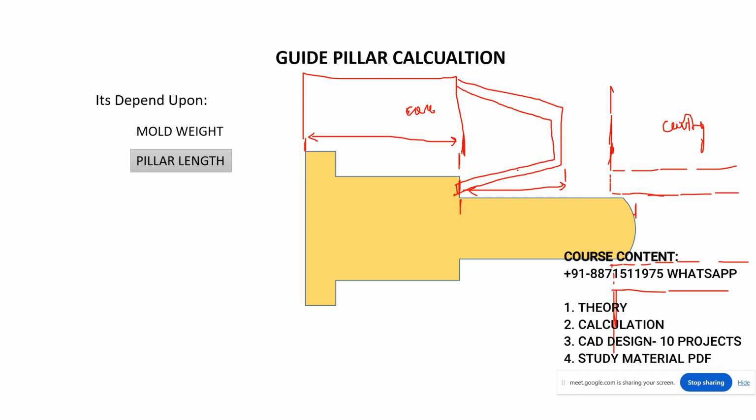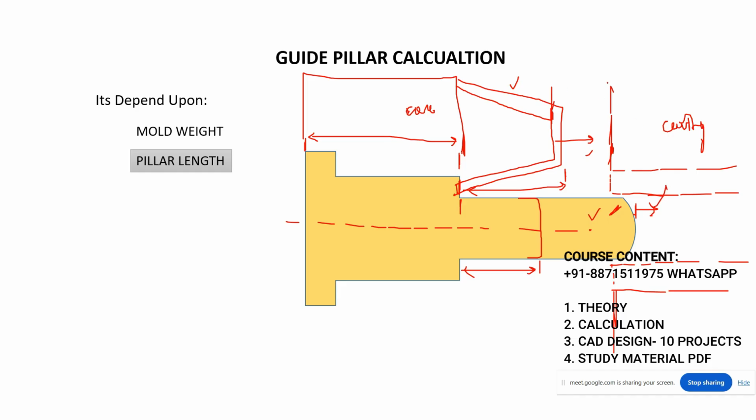Just for an example, if your guide pillar height is like this, from this point to this point. So what is the purpose of the guide pillar? Tell me first of all. It is to properly align the component, core and cavity, right or wrong? Or this is the height of the core. See here, it should be more than the component height. So first of all, this pillar should enter into the bush, right or wrong? This pillar should enter into the bush first.